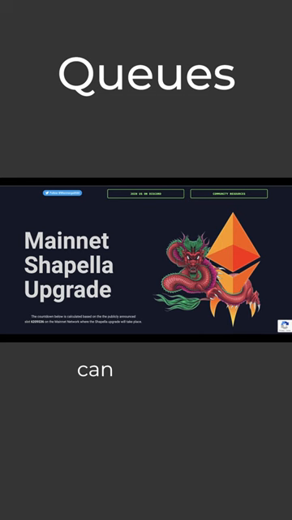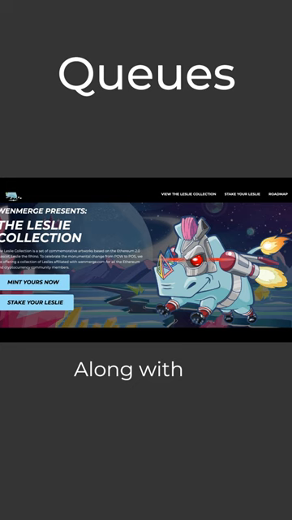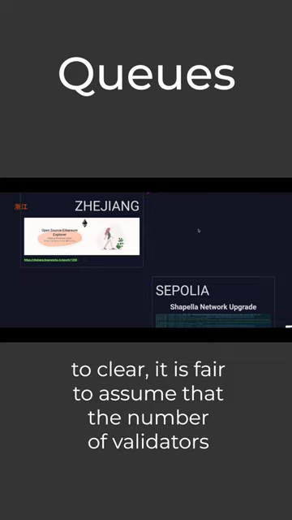Validatorqueue.com can be a good source to check the number of validators waiting in the deposit and withdrawal queue, along with the approximate amount of time it might take to clear. It is fair to assume that the number of validators is increasing when the deposit queue is greater than the withdrawal queue, and vice versa is also true.